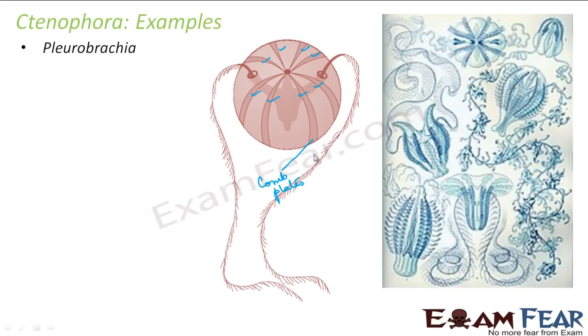So what do these comb plates help in? They actually help in locomotion. These 8 rows of comb plates help them in locomotion. Other than that, they also have this flagella in this form, as you see here, tail-like structures. Ctenoplana is also an example of ctenophora. So there is nothing much very special to discuss about ctenophora separately, because most of the things are similar to Coelentrata. They are just grouped separately due to the presence of these comb plates. Because of their presence, their structure becomes a little different and they have been put into a separate group.